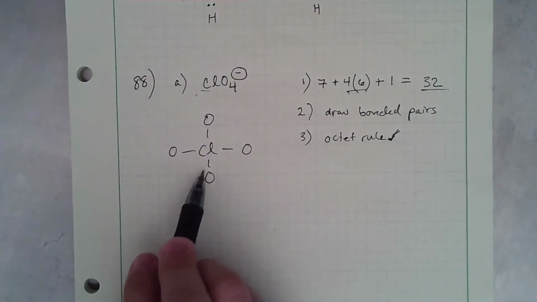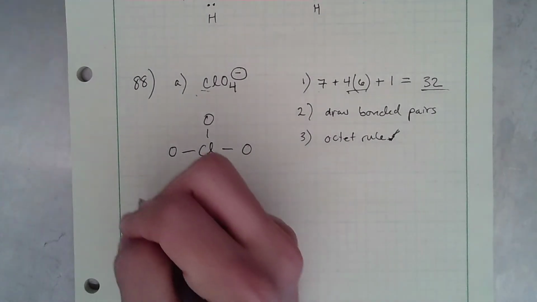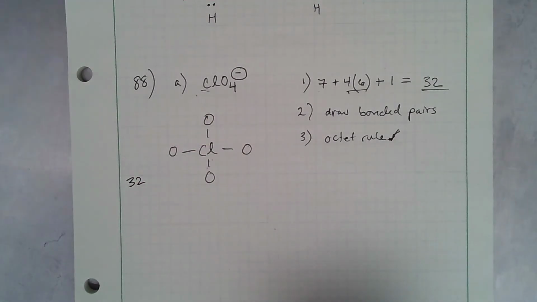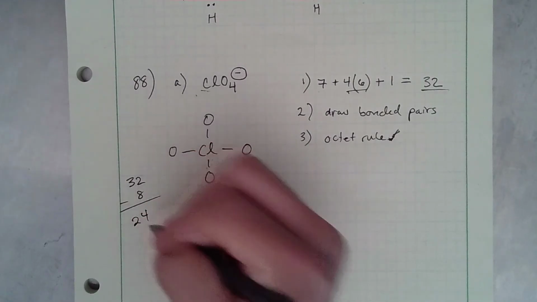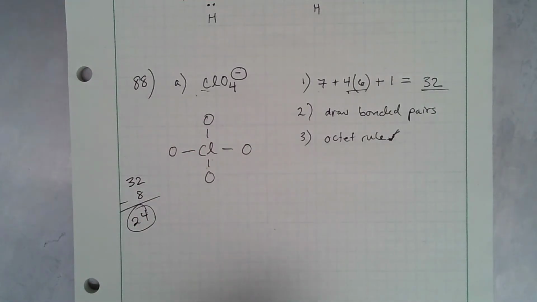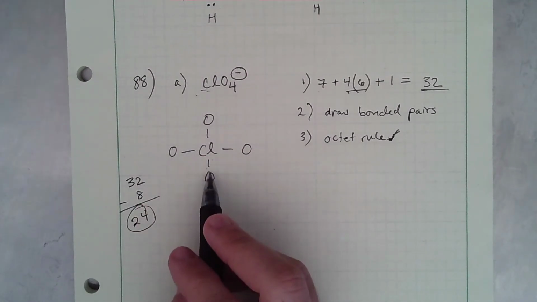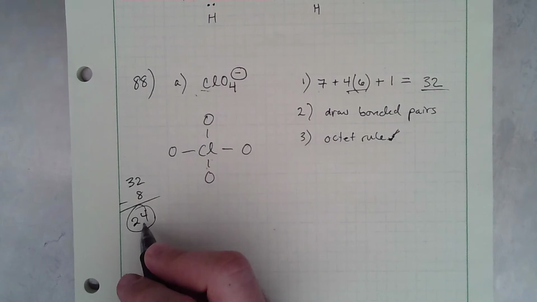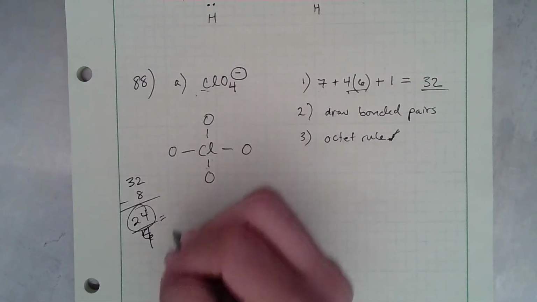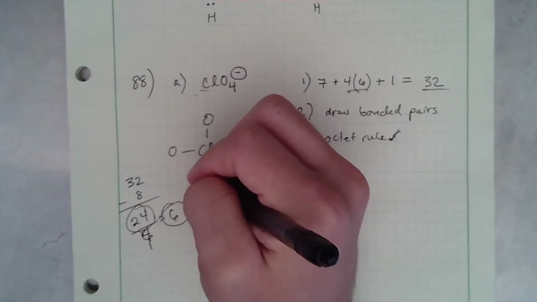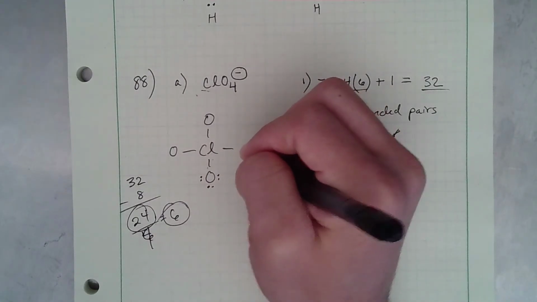Well, each oxygen only has 2 electrons right now. Should have 8. So we started with 32 electrons. We've used 8 here. So now we're at 24, okay? Turns out that each oxygen here needs 6 more electrons, right? They have 2, so they need 6 more to get to 8. And if I divide my 24 by 4 oxygens, each oxygen is going to get 6 electrons. So that means each oxygen should get 3 lone pairs.